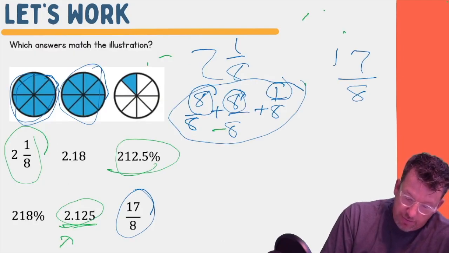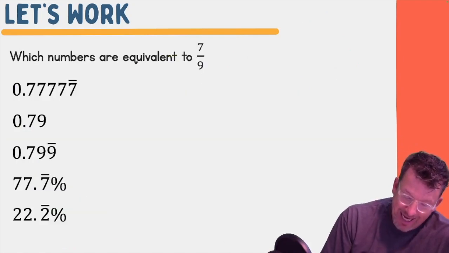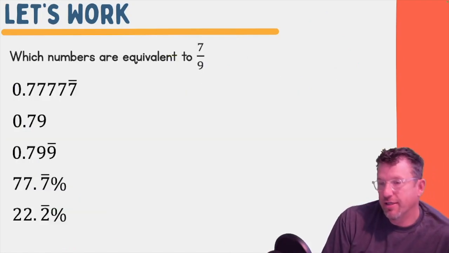Oh, let me go back. I forgot, we got to circle that. So now we have 4 answers that made that work. Okay? All right. Last slide, I promise. Which numbers are equivalent to 7 out of 9?